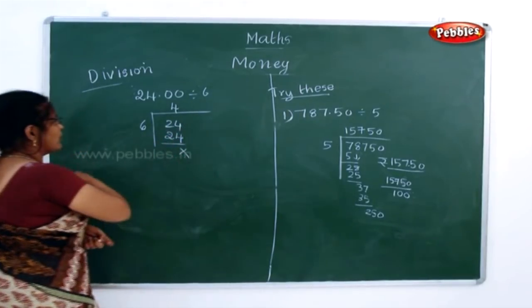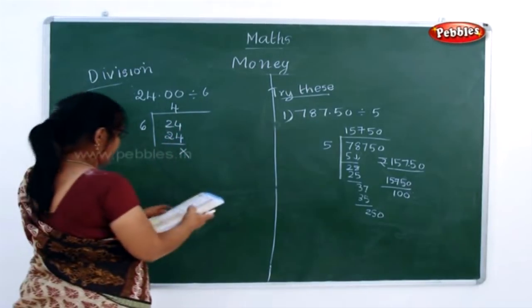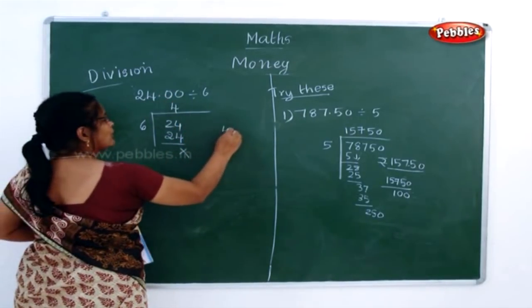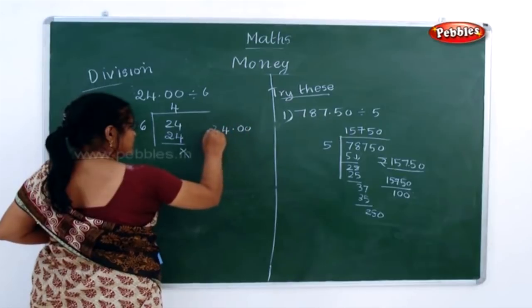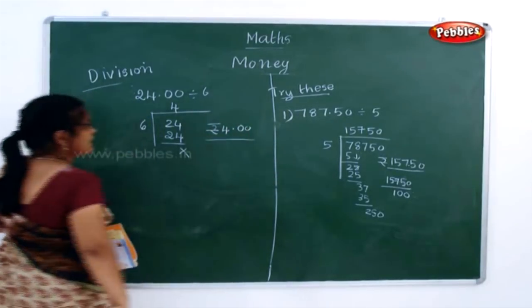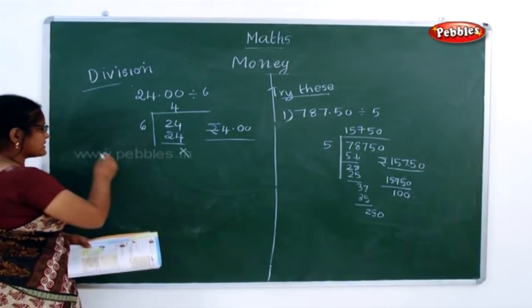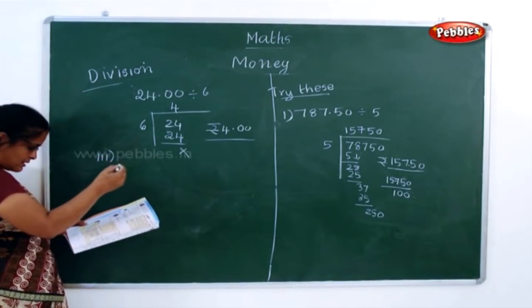So now how will you write the answer here? You can straight away, because you are putting the dot, write 4.00 rupees, 4 rupees. So this is the answer. So this is how you are going to do your division. Now next, third sum.